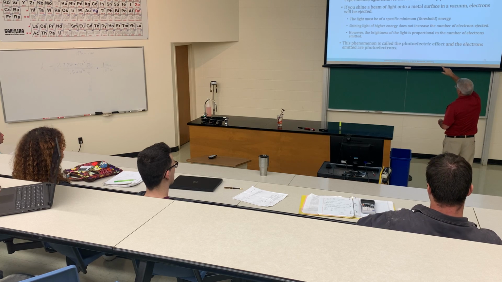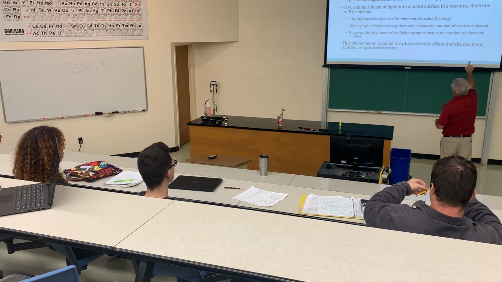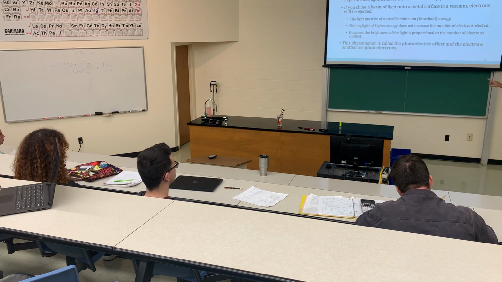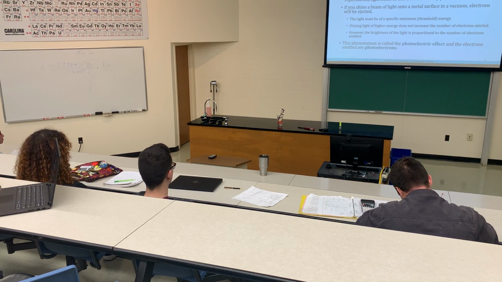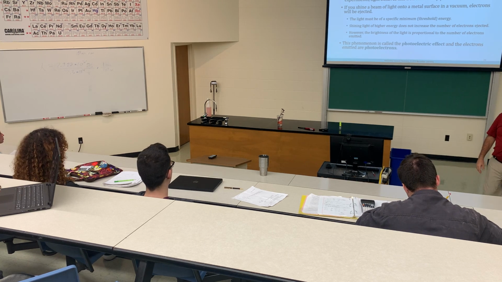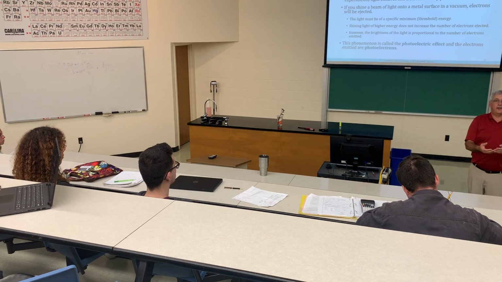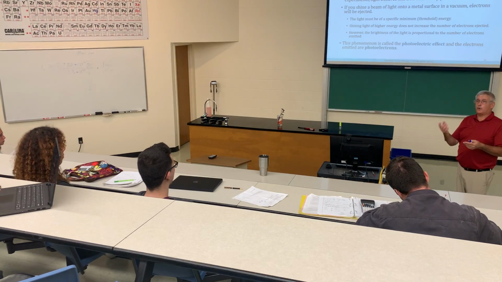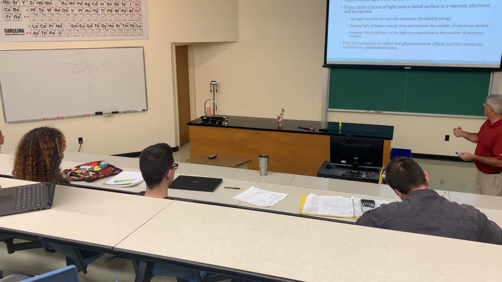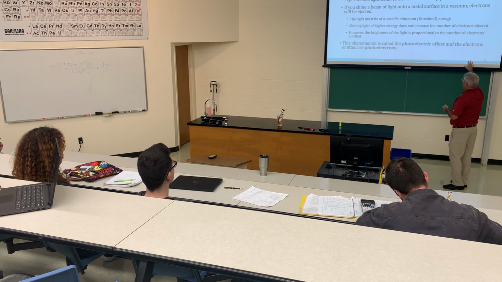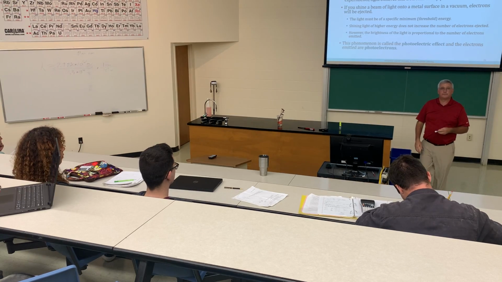And so when you shine a beam of light on a metal surface in a vacuum, electrons will be ejected, and the light must be of specific minimum energy. Shining light of higher energy does not increase the number of electrons ejected. However, the brightness of the light is proportional to that. So if I increase the intensity of light, I have more photons hitting the surface, I get what? More electrons, right? So photons correspond to each electron that's knocked loose. And so this phenomenon is called the photoelectric effect, and the electrons that are emitted are photoelectrons, okay?